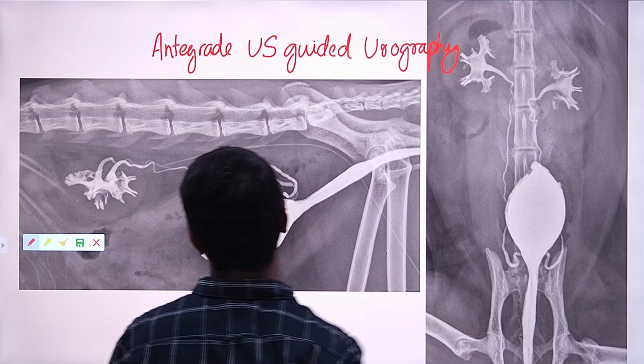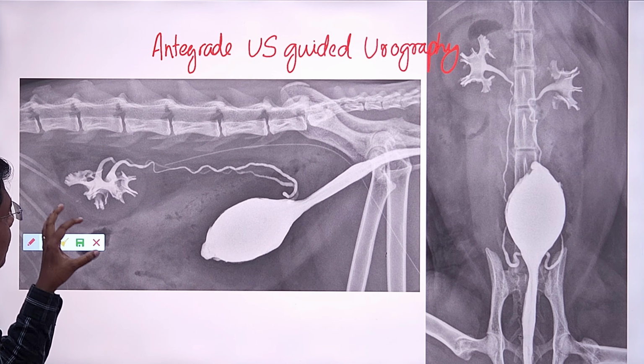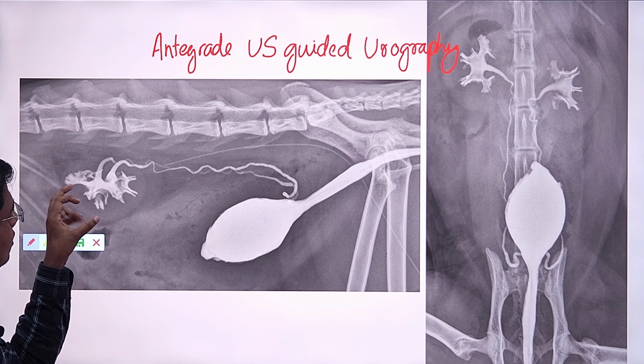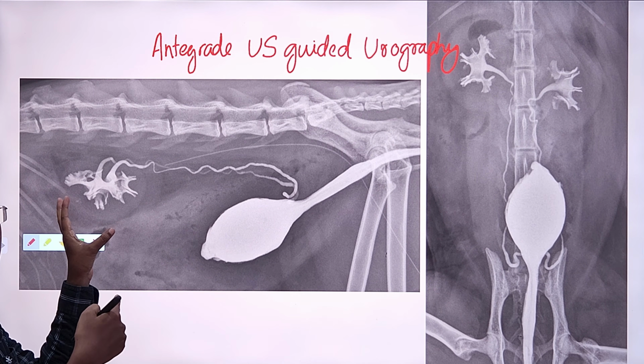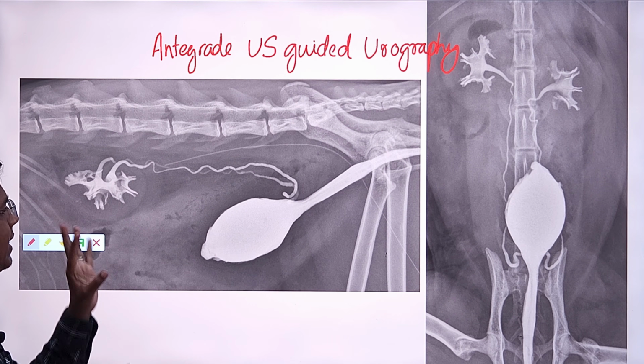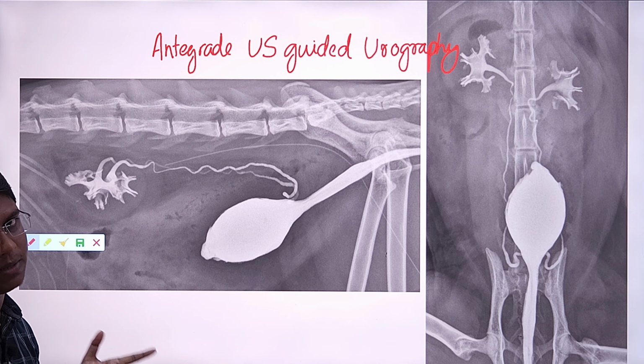Okay, what will happen in this? They will deposit the contrast agent directly into the pelvis by the method of ultrasound. They will insert a needle through guidance of ultrasound, and directly deposit the iodinated contrast agent in the renal pelvis.